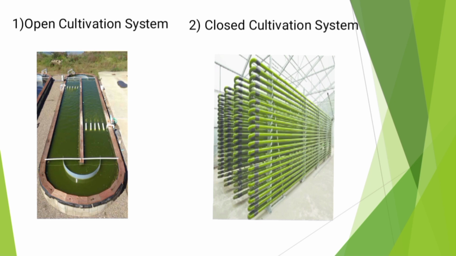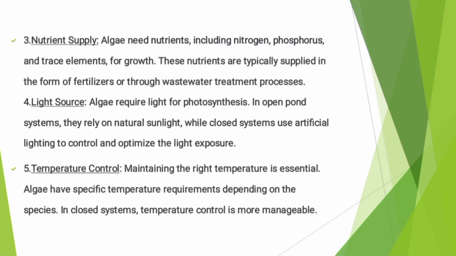These are two types of cultivation system. First one is open cultivation system. Second one is closed cultivation system. Third one is nutrient supply. Algae need nutrients including nitrogen, phosphorus, and trace elements for growth. These nutrients are typically supplied in the form of fertilizer or through wastewater treatment processes.